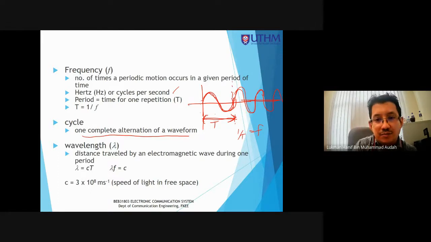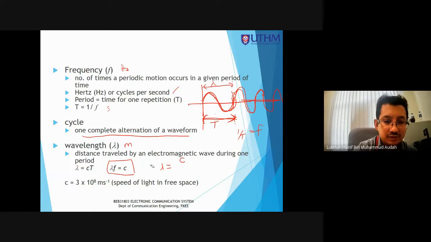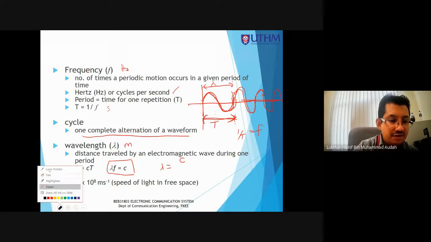Okay, so in this one complete cycle, we have the lambda. Berapa jauh dia telah pergi? Okay, so lambda is in terms of meter. Tadi frequency dalam sebutan hertz. Period of time in terms of second. Okay, so wavelength, how to calculate the wavelength? So lambda equal to c over f, or this is the most common formula that we use. So lambda is equal to speed of light divided by the frequency.